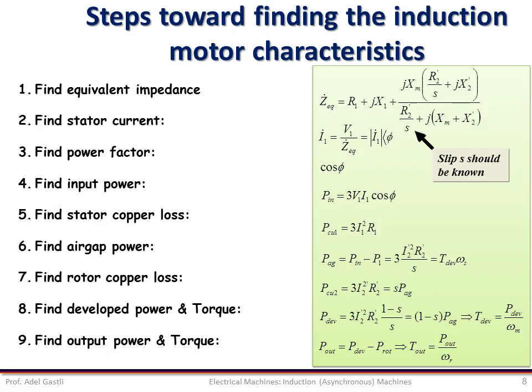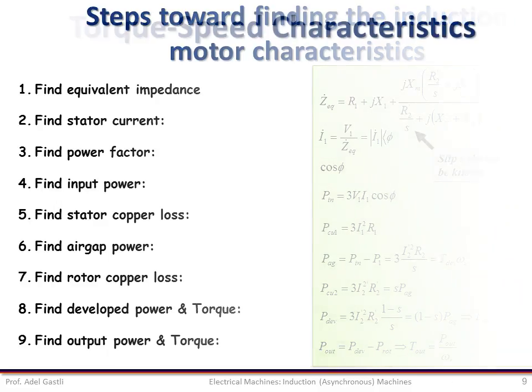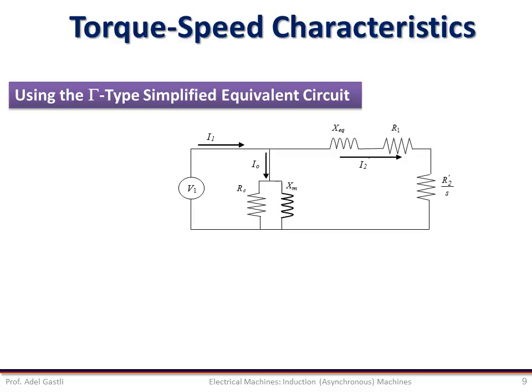All these steps can be followed whenever we want to find the operating characteristic of an induction motor. Of course, we should know the slip and the rotational losses and the frequency of the supply and the voltage applied to the motor. All other variables can be easily determined following these steps. Now, to find the torque speed characteristic, we will use the gamma type simplified or approximate equivalent circuit.